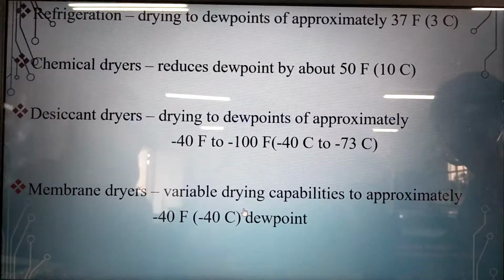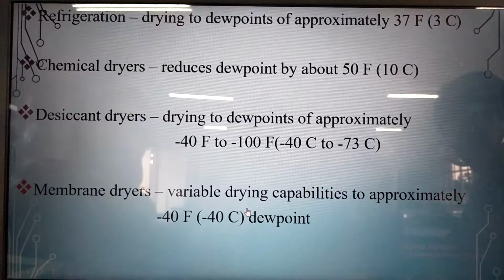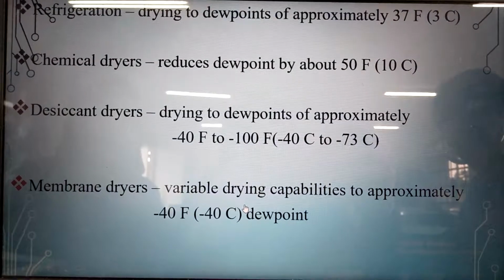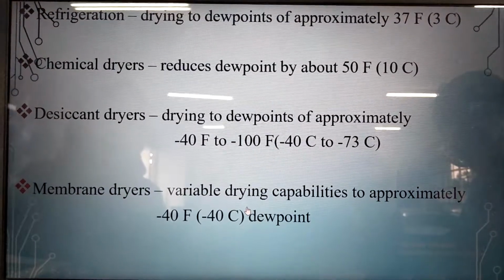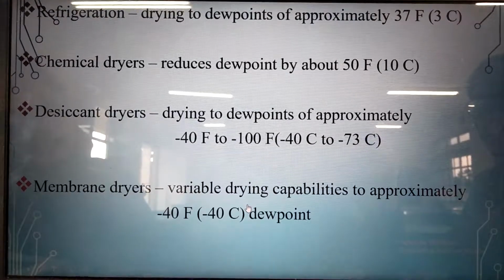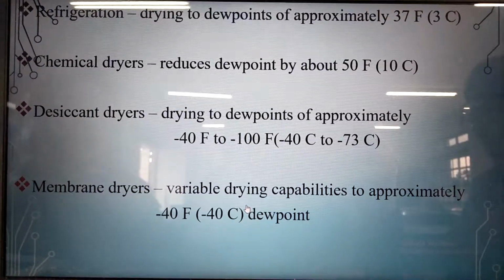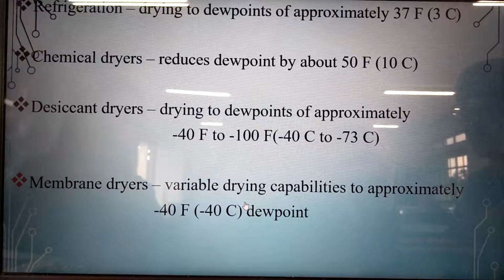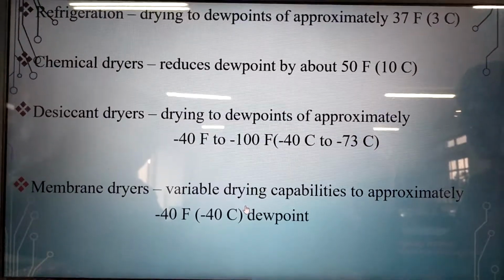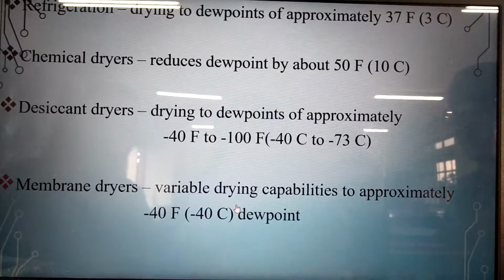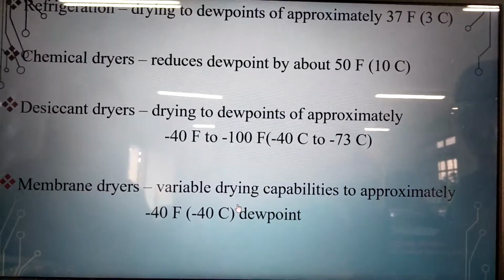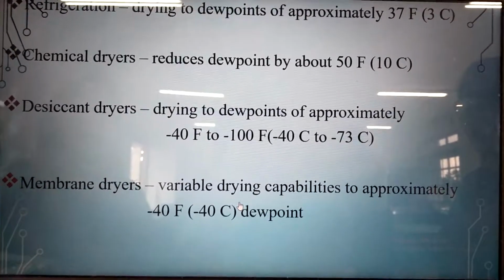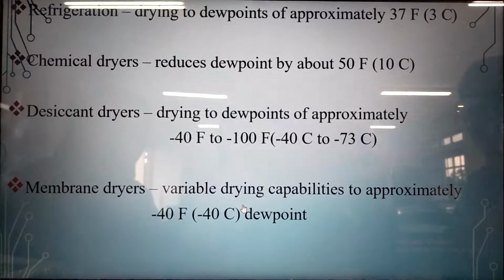Refrigeration: drying to dew points of approximately 37 degrees Fahrenheit or 3 degrees Celsius. Chemical dryers: reduce dew point by about 50 degrees Fahrenheit or 10 degrees Celsius. Desiccant dryers: drying to dew points of approximately negative 40 degrees Fahrenheit to negative 100 degrees Fahrenheit, or negative 40 degrees to negative 73 degrees Celsius. Membrane dryers: variable drying capabilities to approximately negative 40 degrees Fahrenheit or negative 40 degrees Celsius dew point.